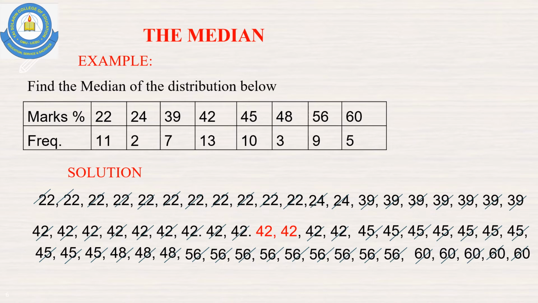Then you'll be having two numbers left in the middle, which are 42 and 42. When you have two numbers left in the middle, you are going to add the two numbers and divide by 2. So when you do that, the median becomes 42.